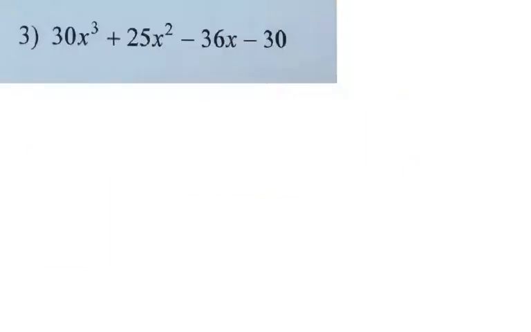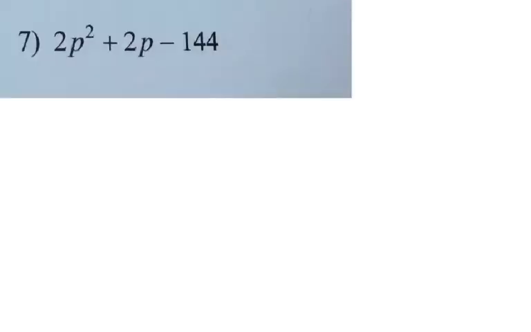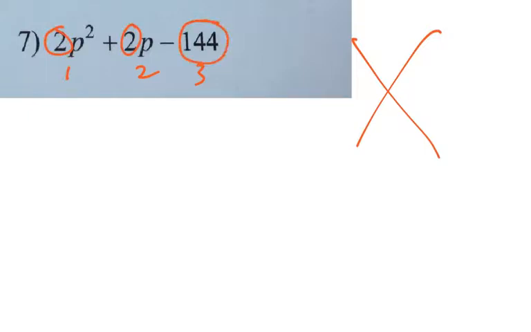All right. To save a little time, we're going to skip this one and go on to this one. Now guys, notice this one has 1, 2, 3 terms. But before we do the X method, let's look at the numbers and everything first. I have a 2, 2, and an even number, 144. Let's first divide by a 2. 2 is my GCF, as we call it.